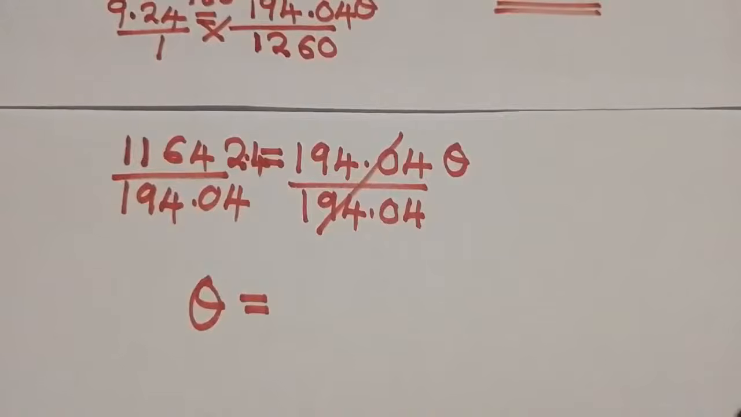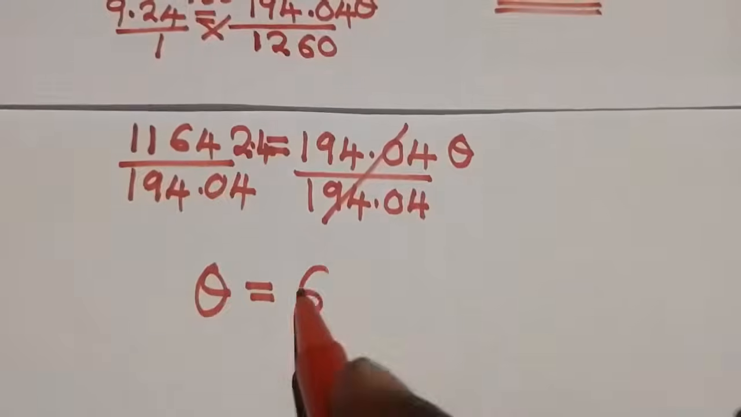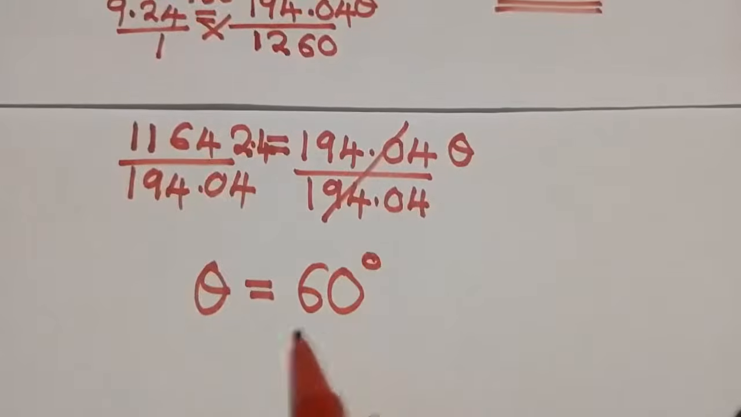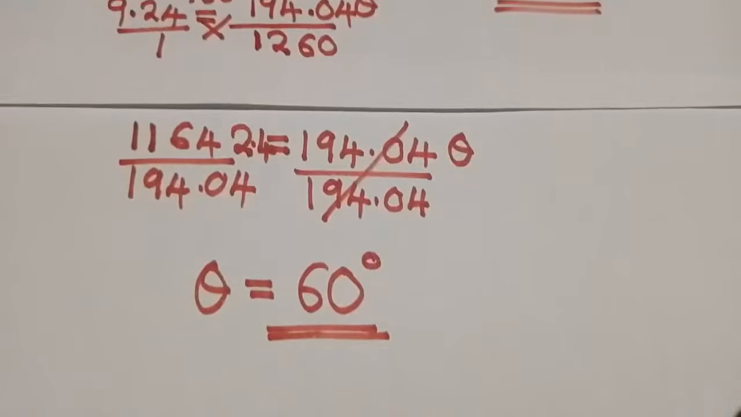0.4. Then you divide by 194.04. What answer are you getting? You need to get a 60. So that is a what? 60 degrees. So the theta there is 60 degrees. So this is your theta. This is how you need to do those calculations. So those are the calculations you need to do.